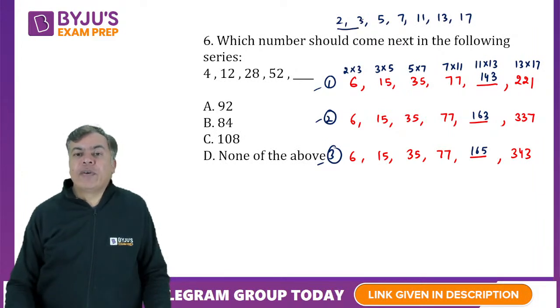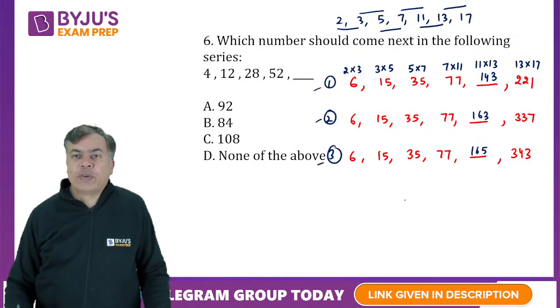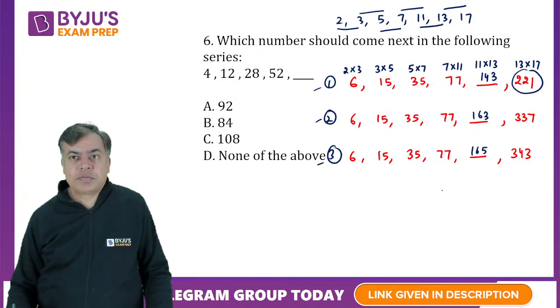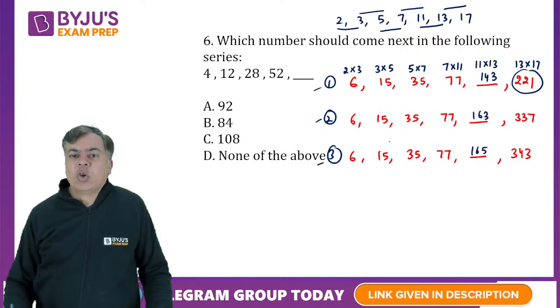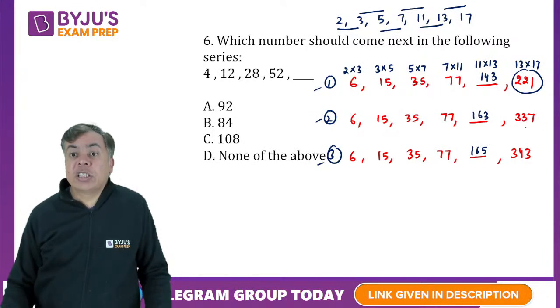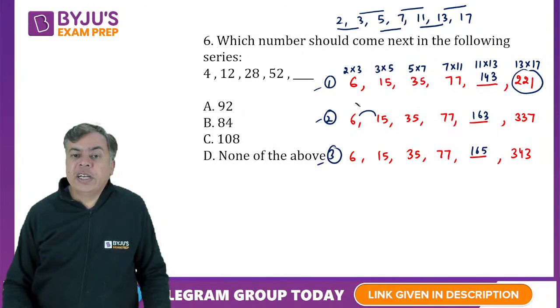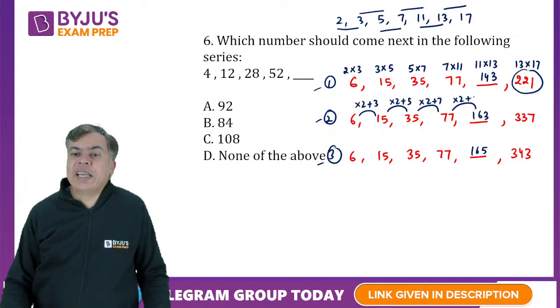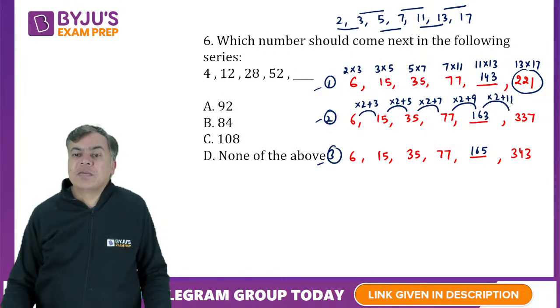So we are multiplying first term, second term, third term, fourth term, fifth term, sixth term. Right? So first is 143 because next term is 13 into 17, which is 221. And now if you see the second, it is because next is 337. So now this is into 2 plus 3, into 2 plus 5, into 2 plus 7. Now into 2 plus 9, which is 154 plus 9, and into 2 plus 11.